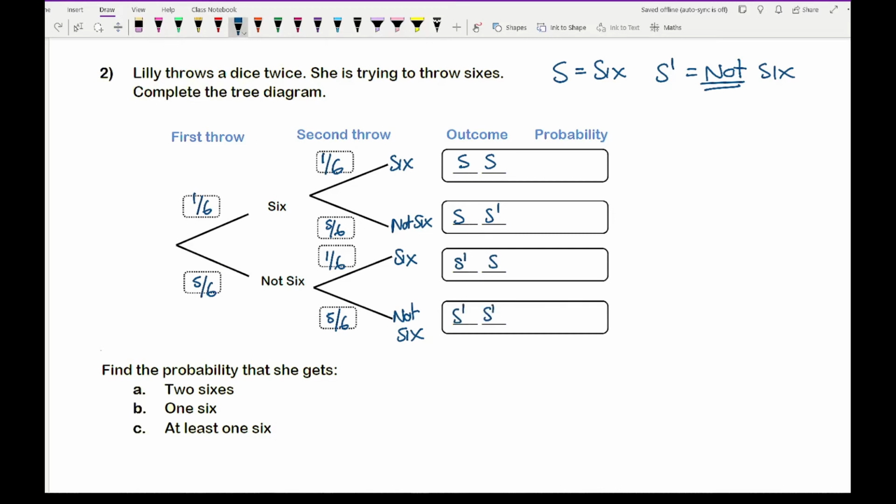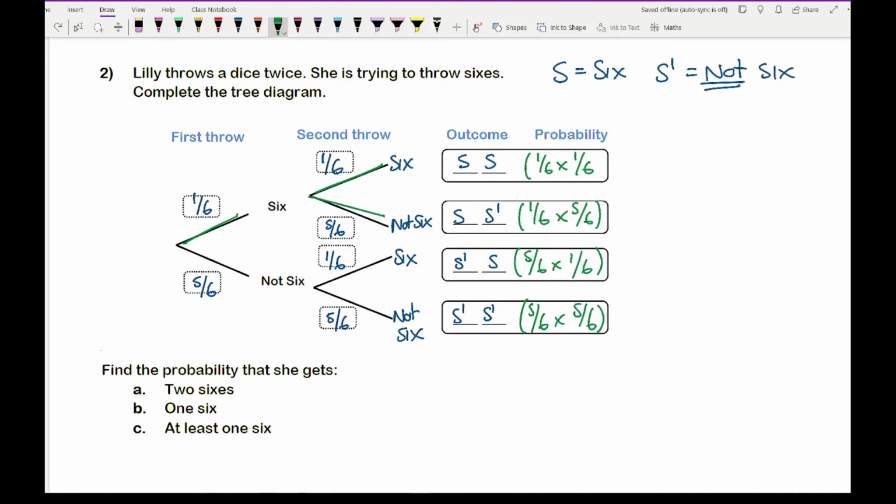Now the question is asking us to write down the probability. So this is going to be a 6 times a 6, because I'm going for this branch and this branch. This one's going to be 1/6 times 1/6, this one here is going to be 1/6 times 5/6, this is going to be 5/6 times 1/6, and this is going to be 5/6 times 5/6.